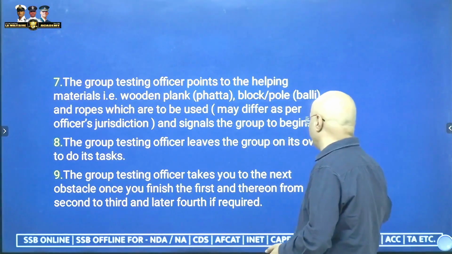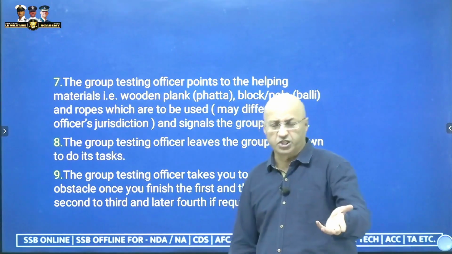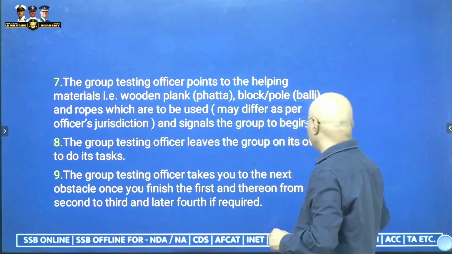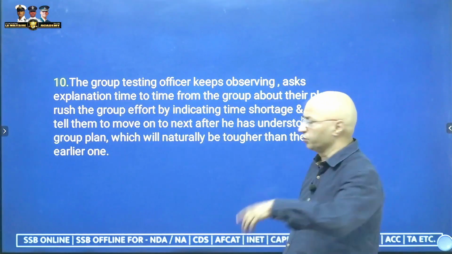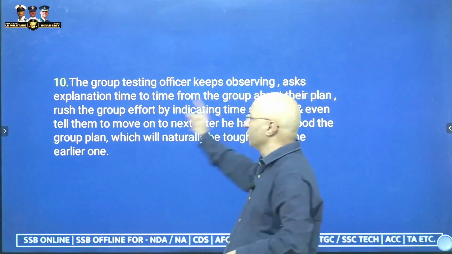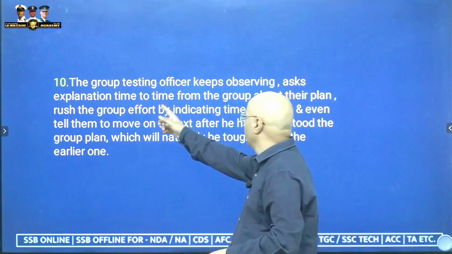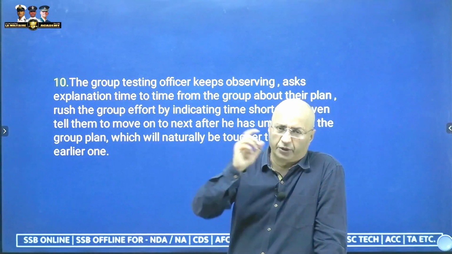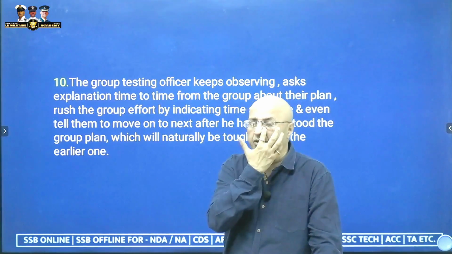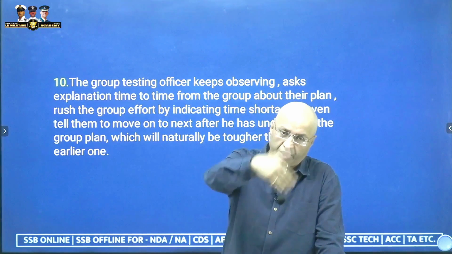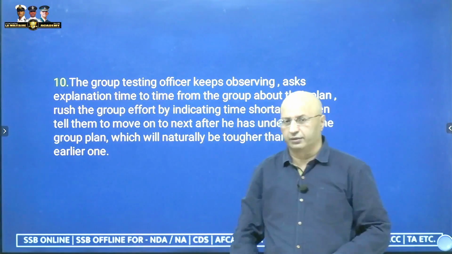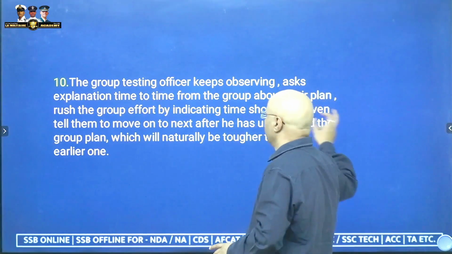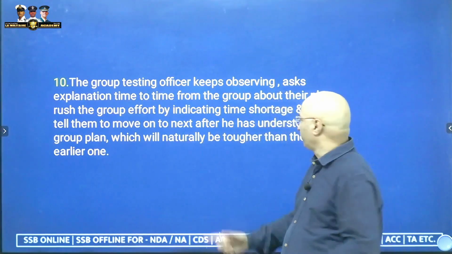The group testing officer takes you to the next obstacle. Once you finish that and reach the ending line, you say, okay, now let's move to the second one, and thereafter to the third, and thereafter to the fourth. The group testing officer keeps observing and asks for explanations from time to time. In between he'll stop you: what are you planning? How do you plan to do that? And after he's got an idea, he may say, okay, done, now you come to the second stage, without making you do it. It's totally in the hands of the group testing officer, and he may even tell them to move on to the next after you've given an idea.